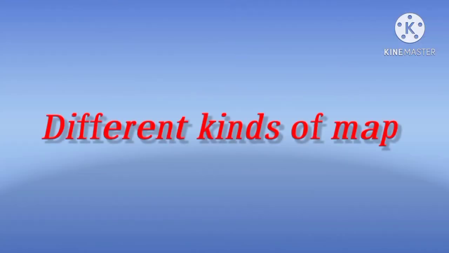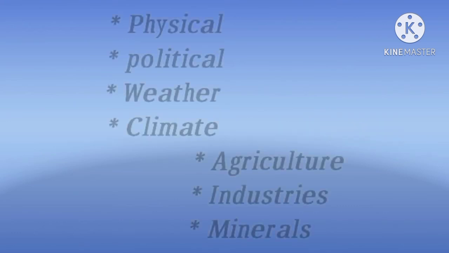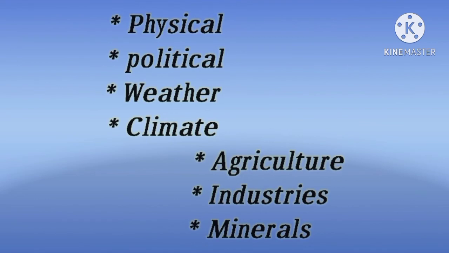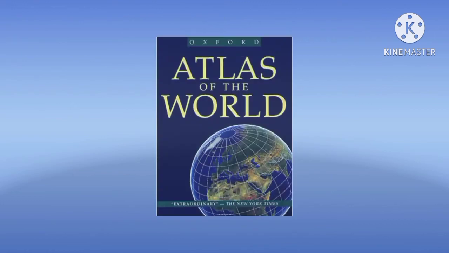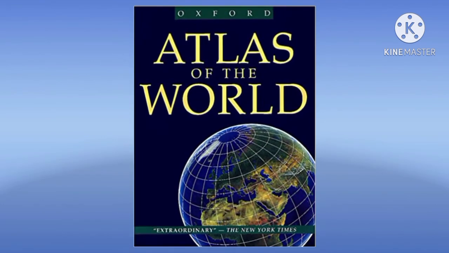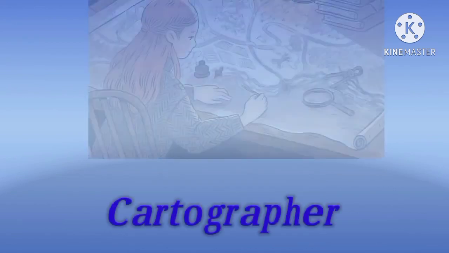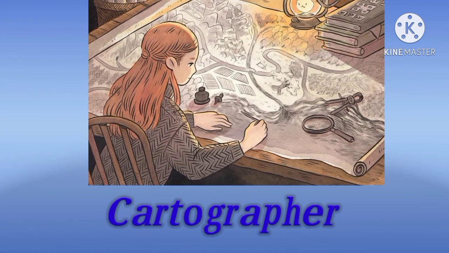There are different kinds of maps, which help us to learn about physical features, political divisions, weather, climate, agriculture, industries, minerals and many more. There is one book which is known as Atlas, जहाँ different types के maps होते हैं and जो map बनाता है उसे cartographer कहते हैं.